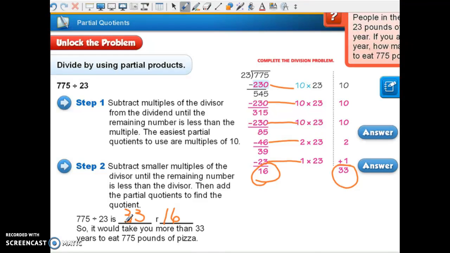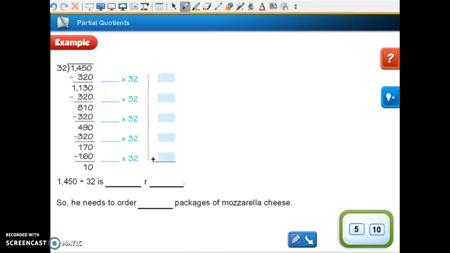All right, let's go on to the next page. Here's our story about this.